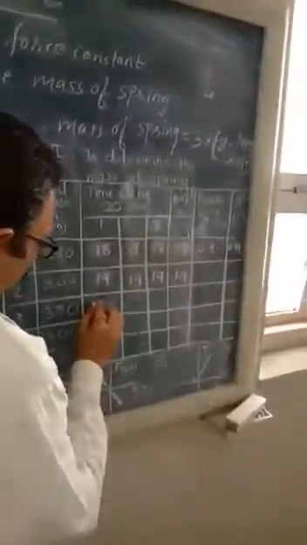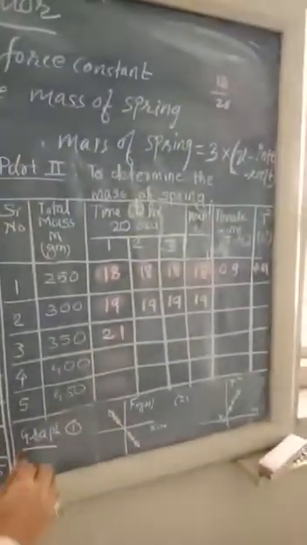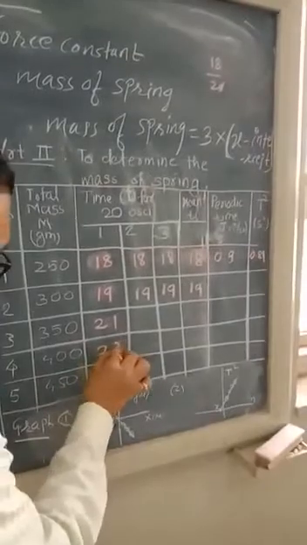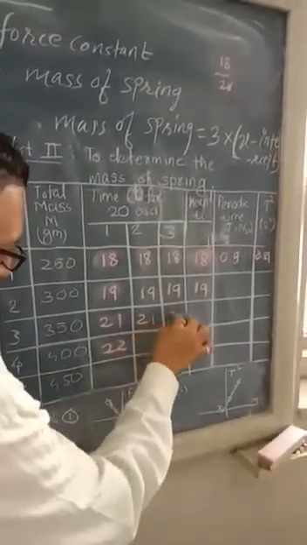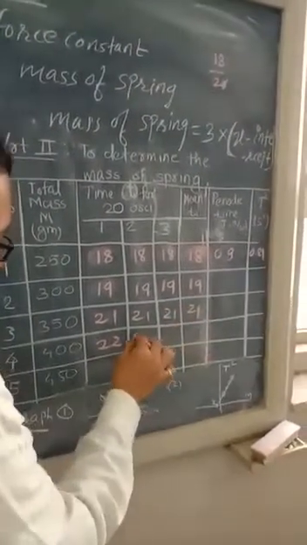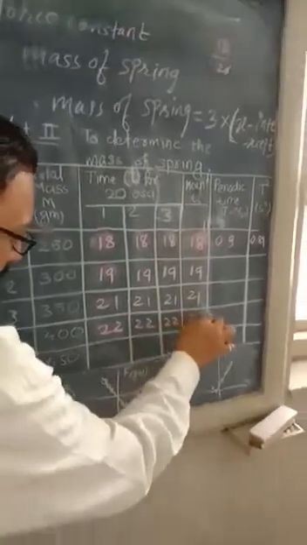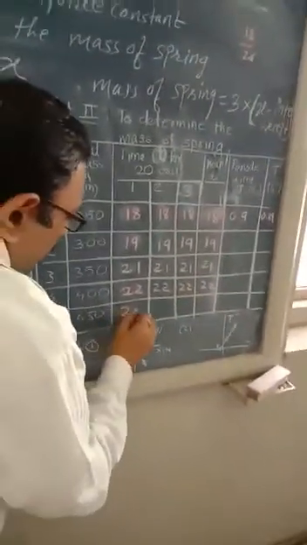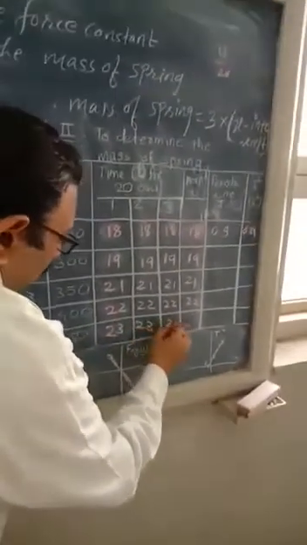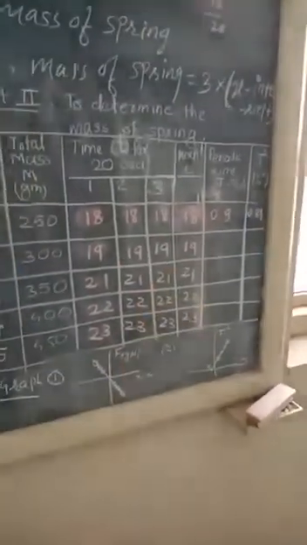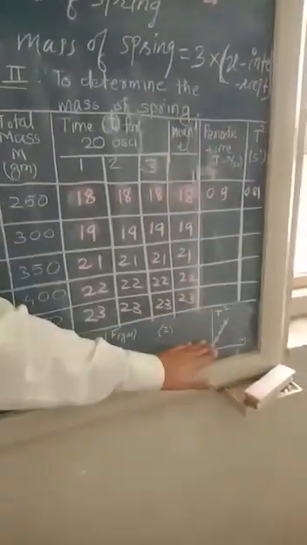Similarly, we complete this table. For 350, the reading comes to be 21. For 400, it is 22. And for 450, it is 23. In this way, we perform the readings and we complete the table.